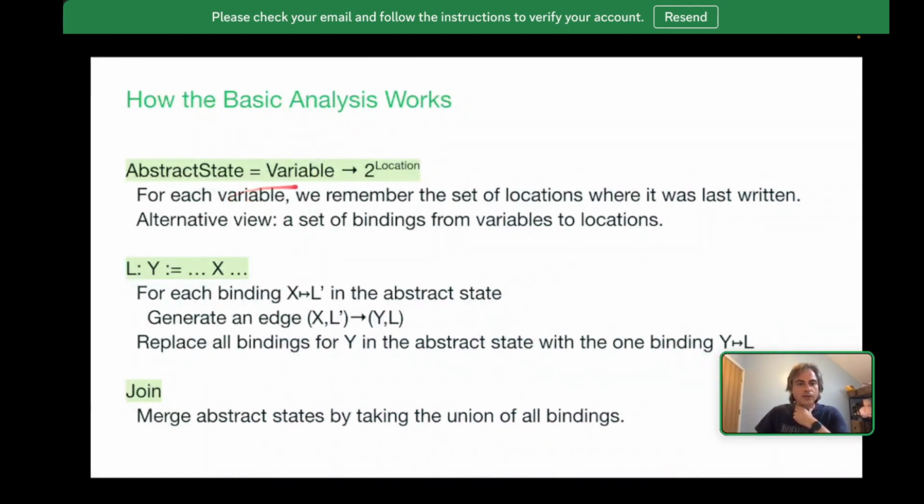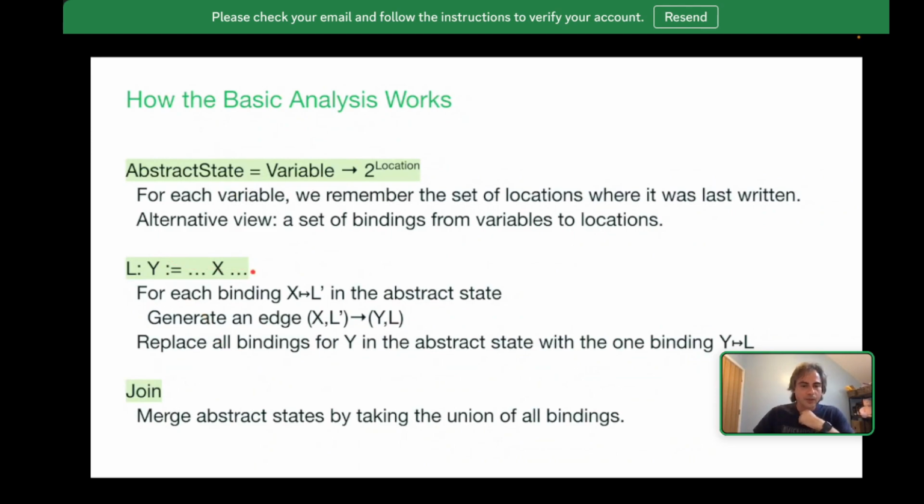So now the abstract state can be viewed either as a mapping of a variable to a set of locations, or alternatively you can view it as a set of variable location pairs. And then especially if you see it in this alternative view as a set of bindings from variables to locations, then join, in that view, is just a union. You take all these bindings together.